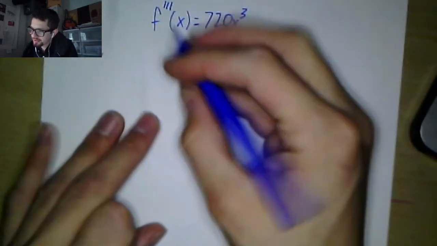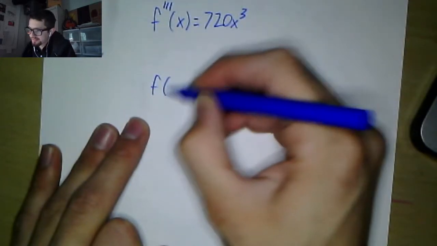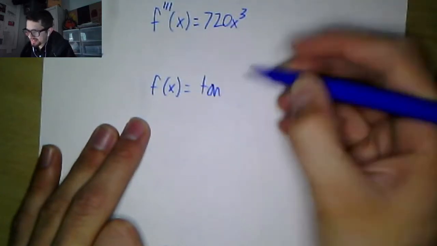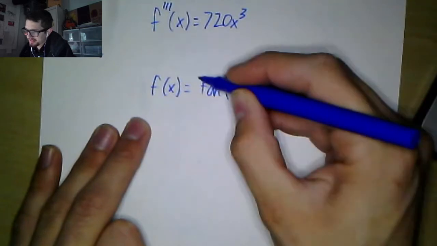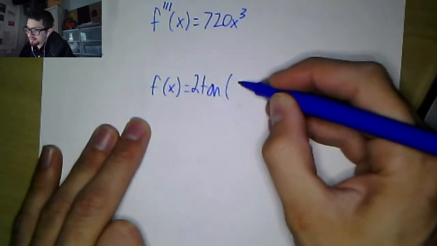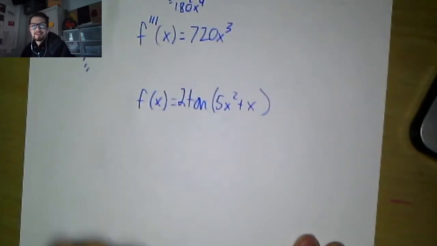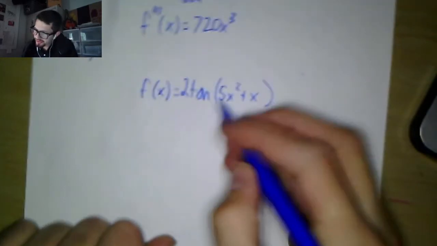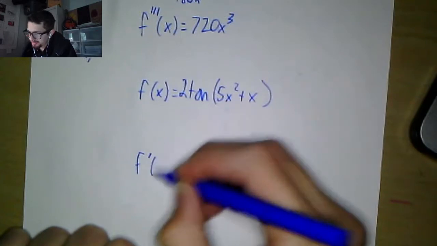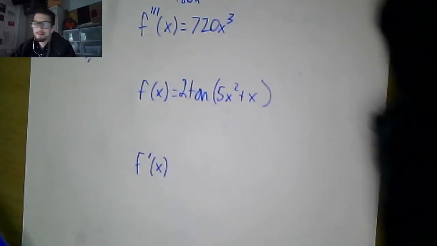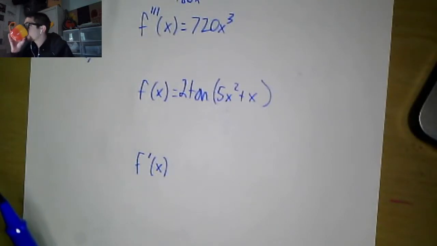Okay, now let's talk about those trig functions. So if I had f of x equals, let's say tangent, and let's say 2 tangent of 5x squared plus x. These are the ones that we were having some issues with. And for a trig function, I will never ask you to do more than the first derivative, because that would just kind of cause some glitchy kind of mess.